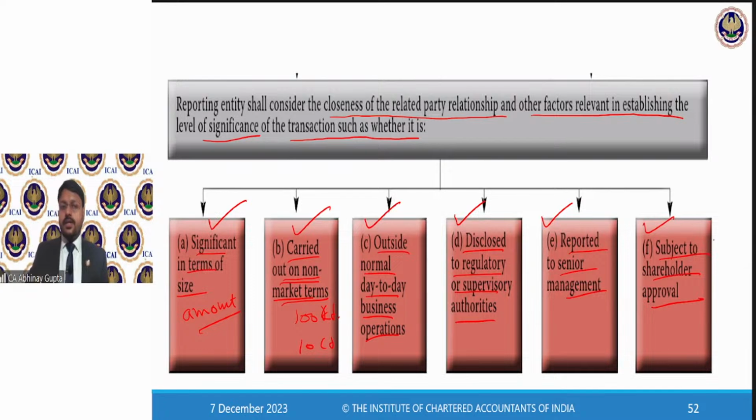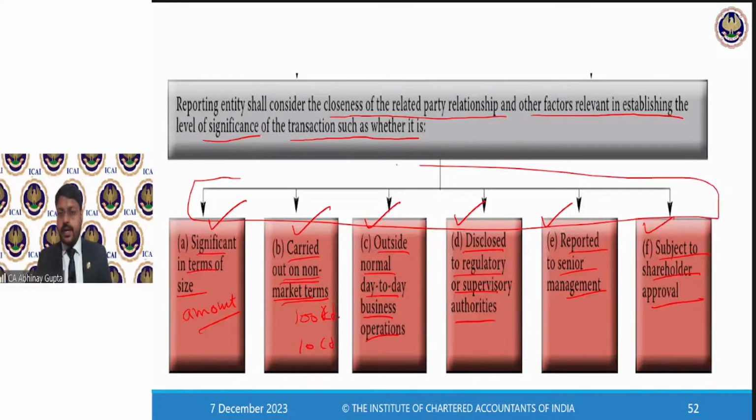So this is an indicative list of indicators given by the standard. There could be many more. So we have to apply our professional skepticism in identifying and deciding which transactions are considered to be significant for the purpose of disclosure under this standard, right?